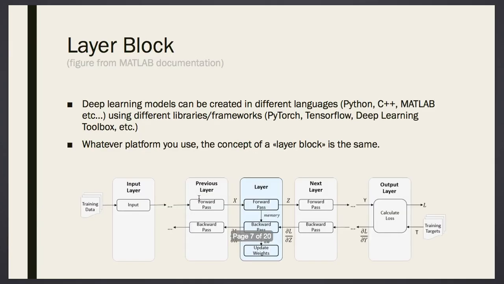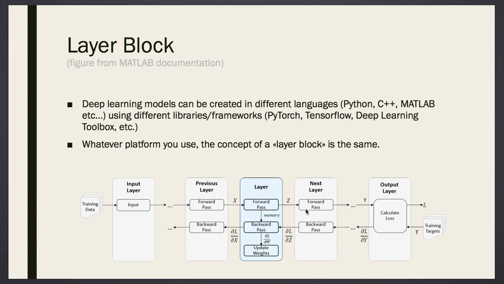So in order to understand how to do this, we have to understand the concept of a layer block. In all different computing languages, we have different libraries and frameworks. You are using the Deep Learning Toolbox in MATLAB, but in our course, you could be using Python and another library like Keras or PyTorch or TensorFlow or Caffe, or you could be programming it in C++ or Python, it doesn't matter. In all these frameworks, we have something called the layer block. All of these are constructed as layer blocks.